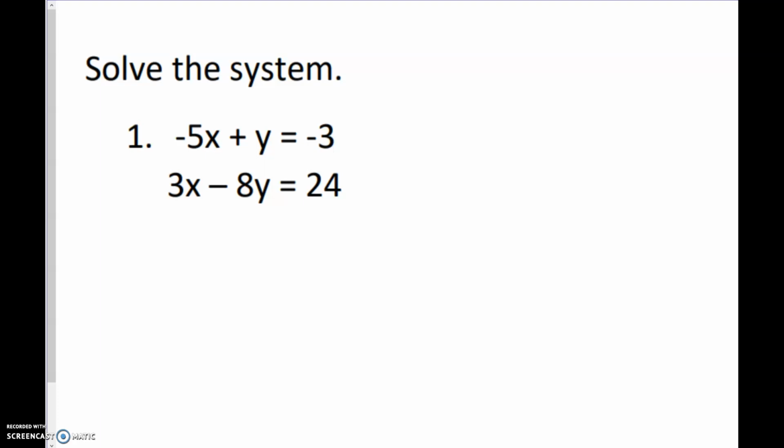Hello, mathematicians. In this video, we are going to be correcting the systems worksheet on 8-4, and then we had 4 problems to do. So we're just going to be going through these 4 problems on lesson 8-4 using the elimination method.